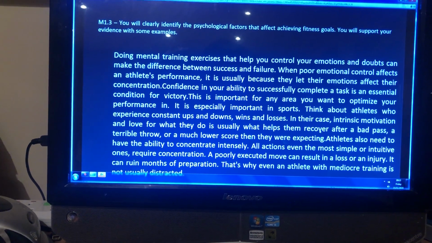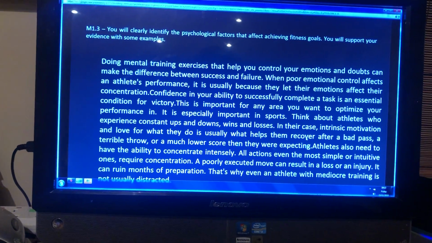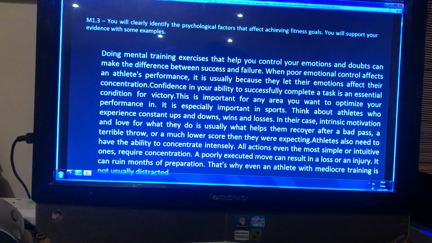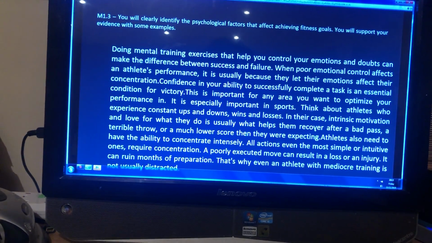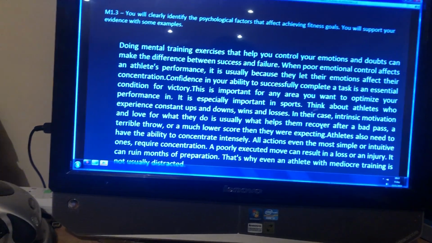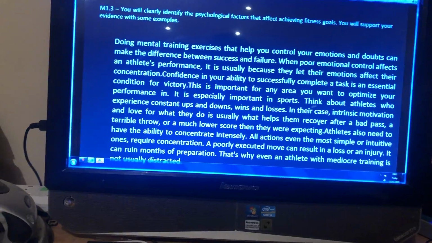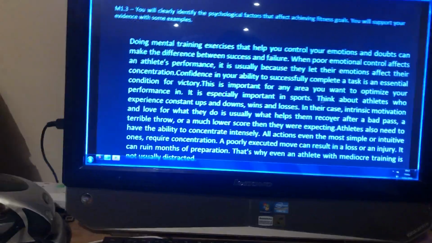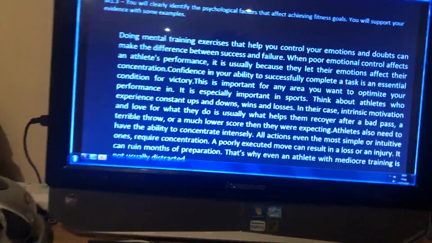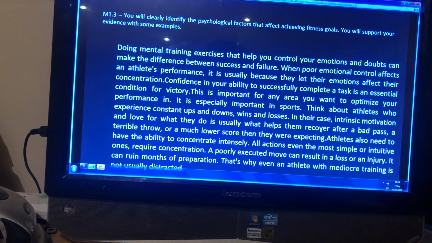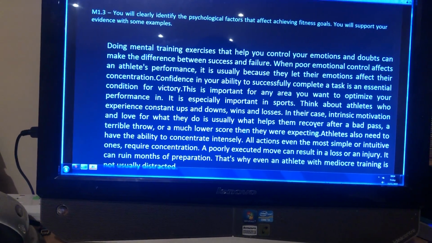This is important for any area you want to optimize your performance in. It is especially important in sports. Think of the athletes who experience constant ups and downs, wins and losses. In their cases, intrinsic motivation and love for what they do is usually what helps them recover after a bad pass or terrible throw, or a much lower score than they were expecting.